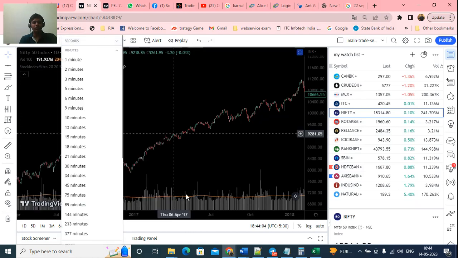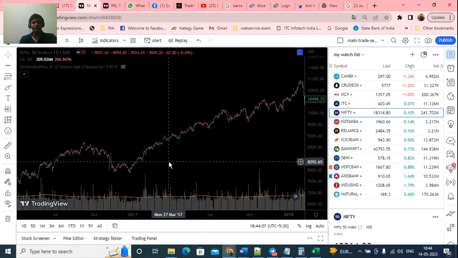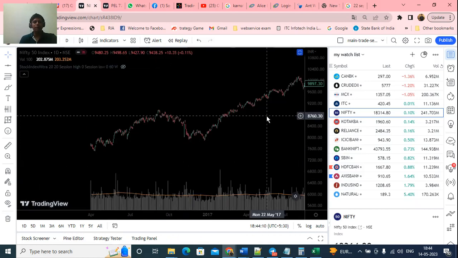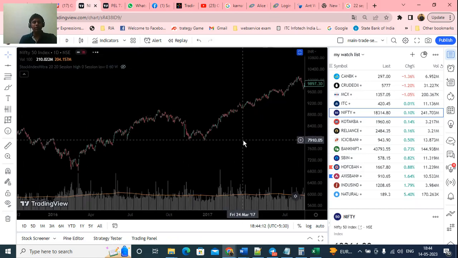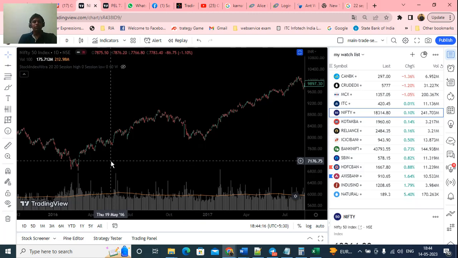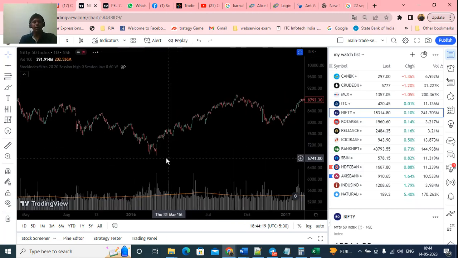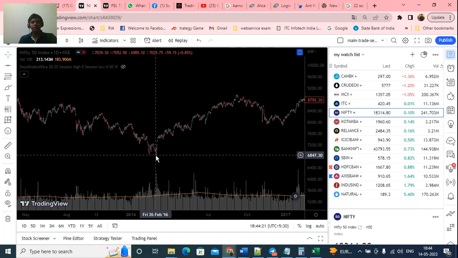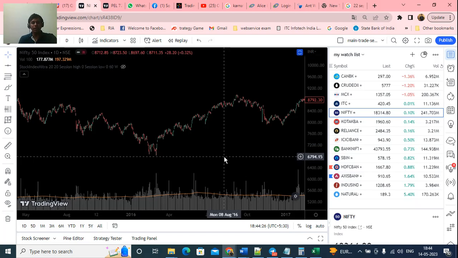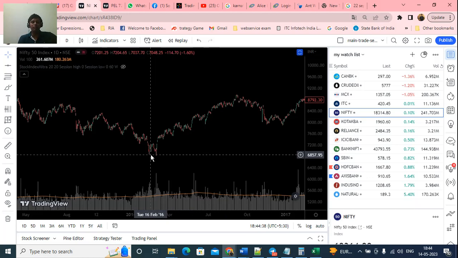Go to the weekly chart, and that is fine. From here we can do it, 2017 is there. We are in 2016, and in 2016 we have a low of Nifty at 6826. So when we add 5 years from here, what will happen?